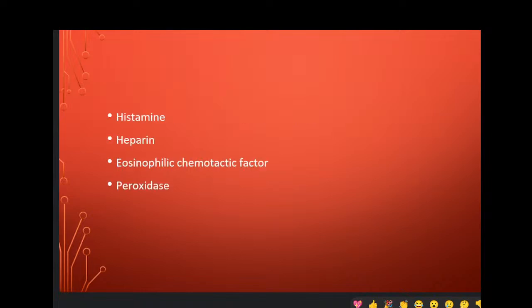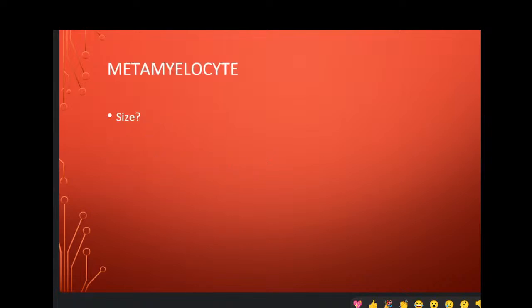Remember, di ba, nung pinag-usapan natin sa immunology yung allergic reactions? Basophils are still associated with allergic reactions even though they're not really the target. Their targets are mostly parasites and allergens, di ba? So meron din siyang chemotactic factor. Okay. Now, let's move on to another one. Metamyelocyte. Huwag kakalimutan si myeloperoxidase at si peroxidase.